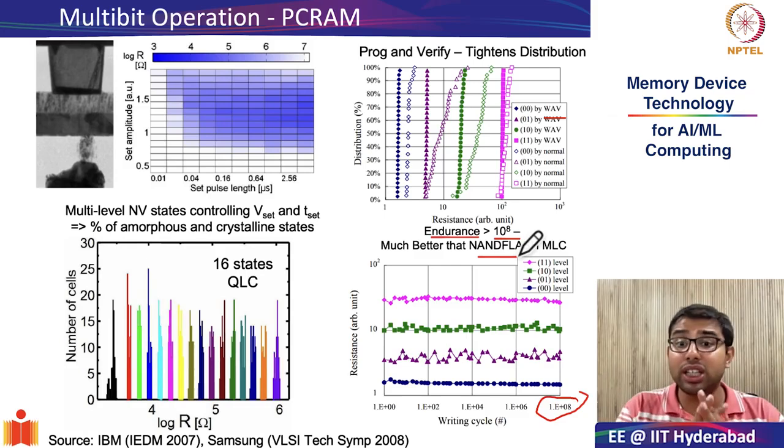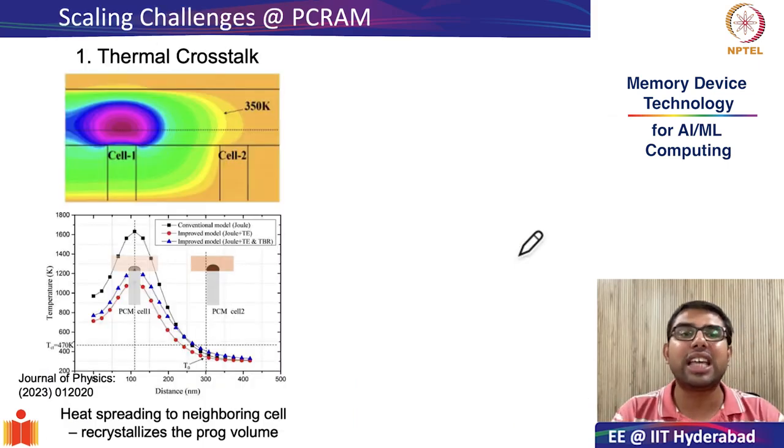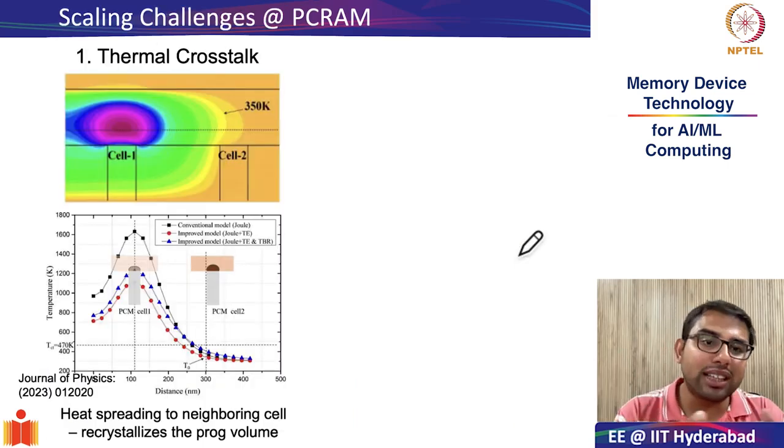So a natural question which will come to your mind is, if indeed PC RAM is so much better than NAND flash, why hasn't it been able to completely replace NAND flash? Why do we still get solid state drives with NAND flash and not PC RAMs? This is a very interesting story about the bottlenecks, or the challenges, that we face in scaling, that is, reducing the device dimensions of PC RAM.